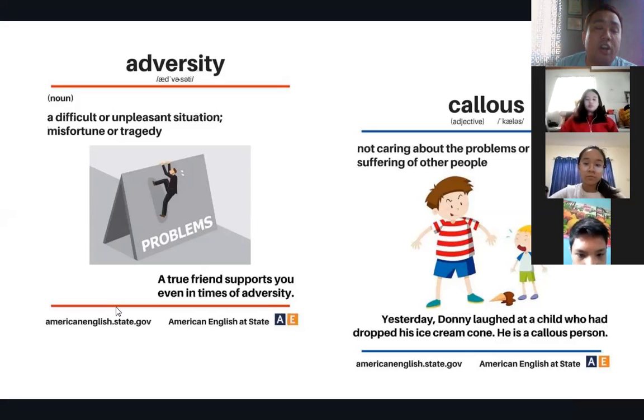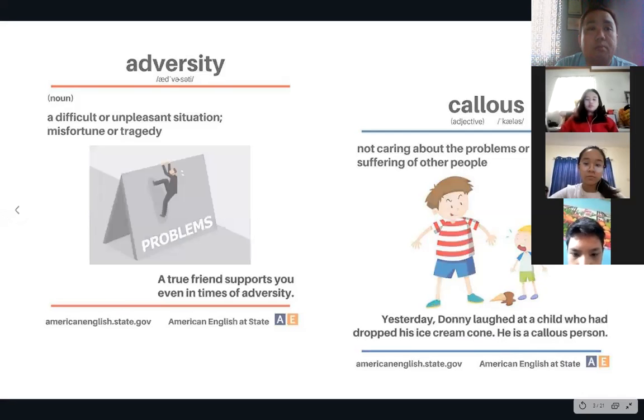It's an adjective describing a person who is not careful of others' feeling and emotion. When we use it in a sentence: yesterday, Donnie laughed at a child who had dropped his ice cream cone. He is a callous person. Okay? So the word is callous.